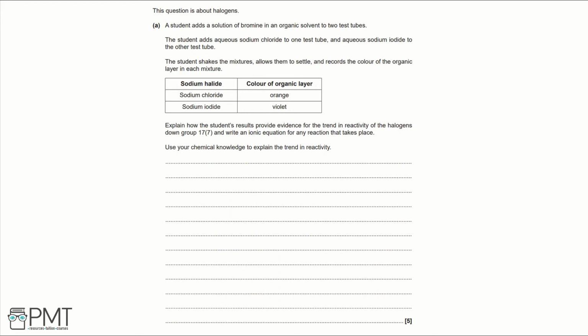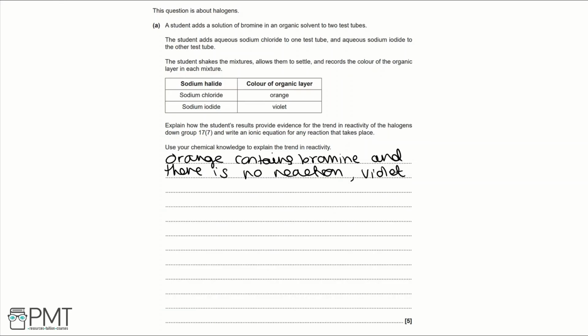Use your chemical knowledge to explain the trend in reactivity. So reactivity decreases down the group, which means that bromine is less reactive than chlorine. So the orange organic layer is going to contain bromine that doesn't react, and then the violet organic layer contains iodine, because iodine is less reactive than bromine, so that's going to displace, and the violet is going to contain iodine. So that's the first point we need to write for this question.